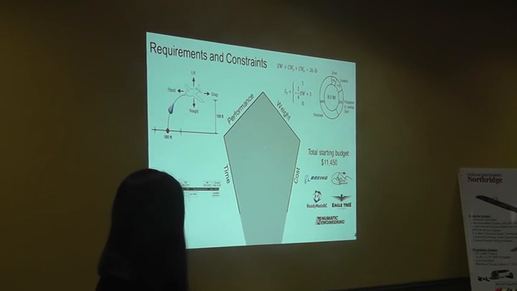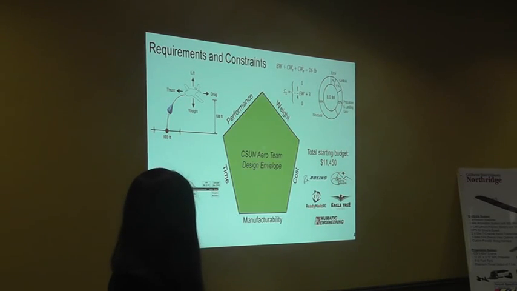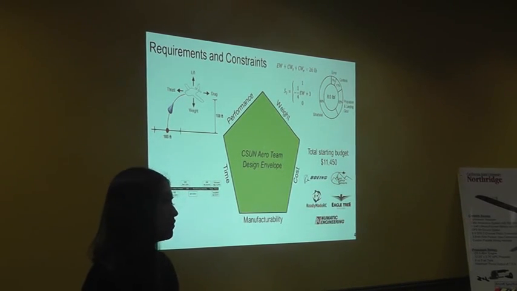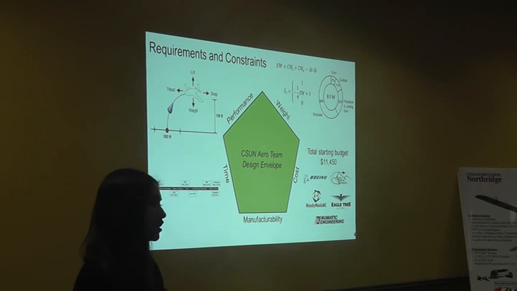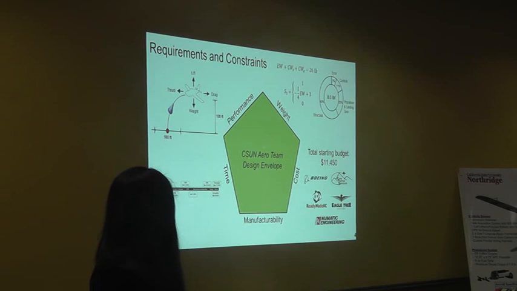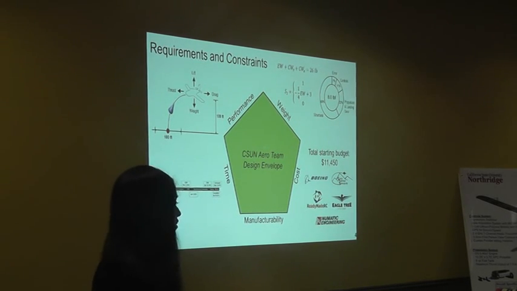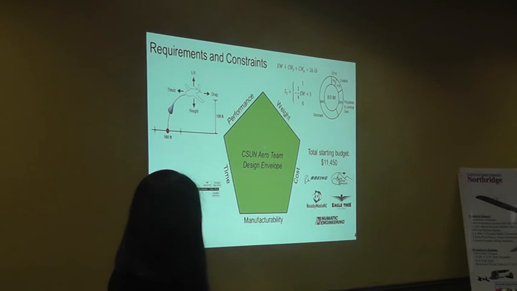Cost was also a constraint. We started with a budget of $11,000, but we also got some support from the private sector. And last, manufacturability. If a design could not be manufactured, then it was not considered into our design. All of these constraints left us with our team's design envelope. Our design fell within this envelope.